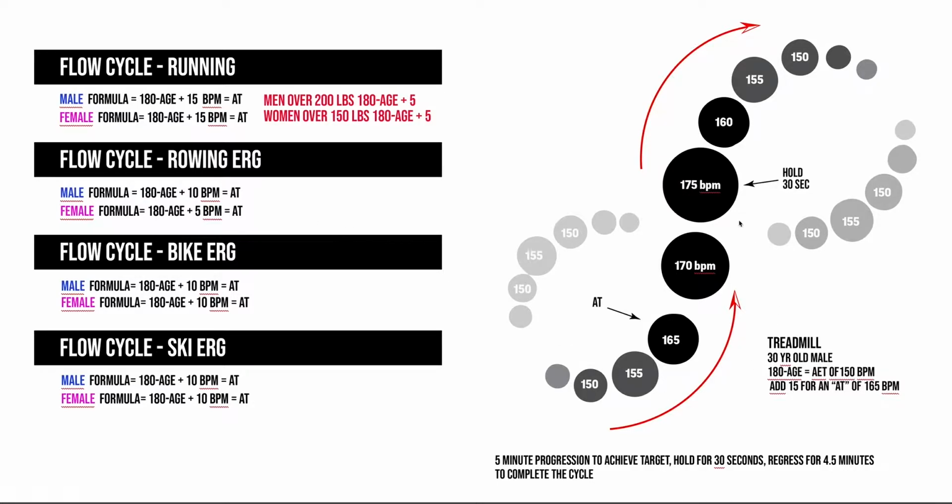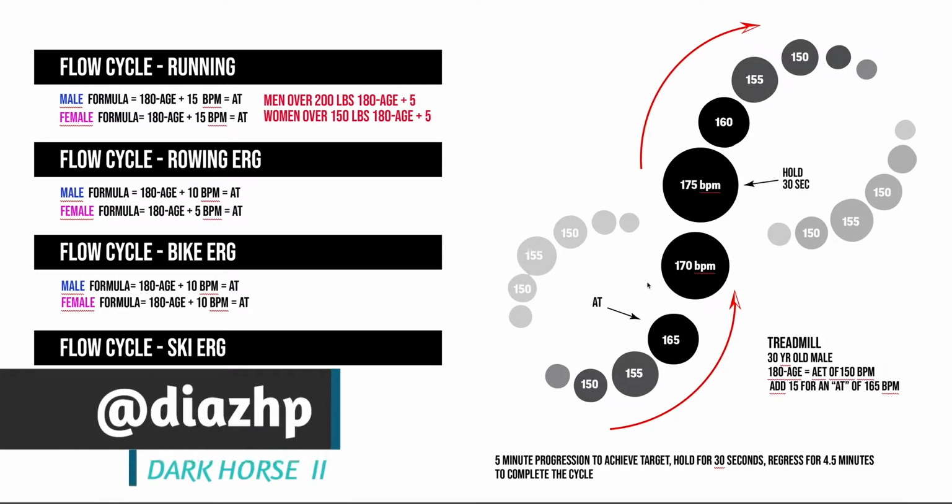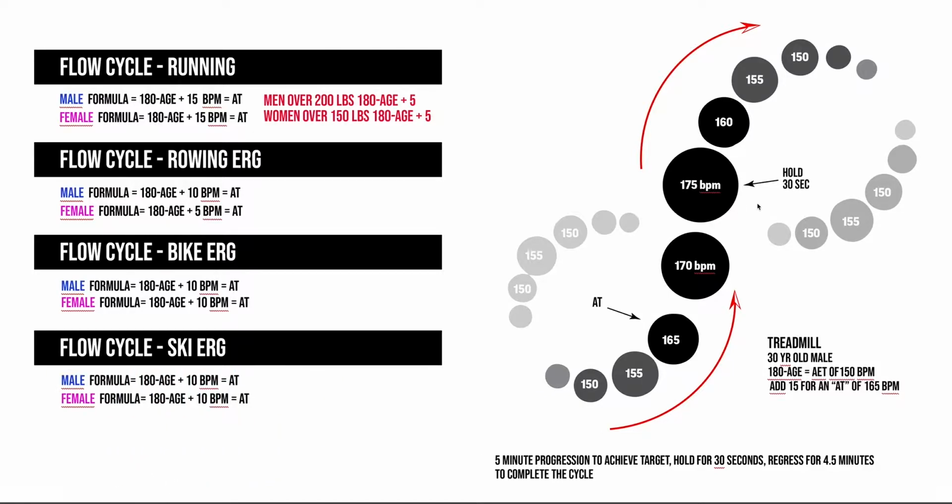All right, so this is a sample of the flow cycle. If you begin at the bottom and work your way up, you'll see the progression: 150, 155, 165 beats per minute. Based on being on a treadmill and being 30 years old, you would achieve your anaerobic threshold. Then you're going to move on up to 170 beats per minute and then ultimately to 175 beats per minute, which is essentially 10 beats above your threshold. Hold that for 30 seconds and then start winding your way back down.